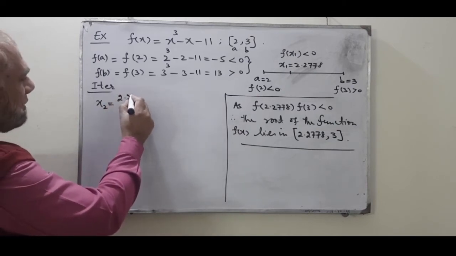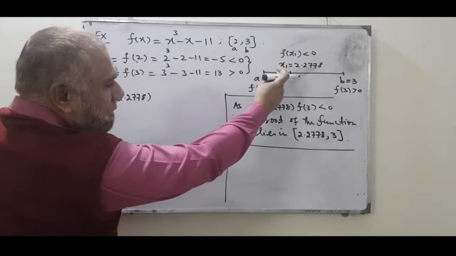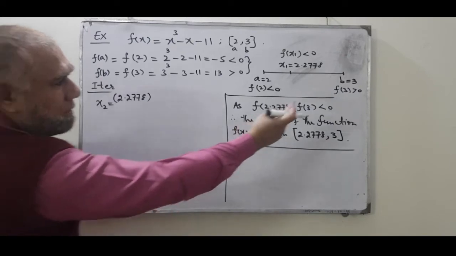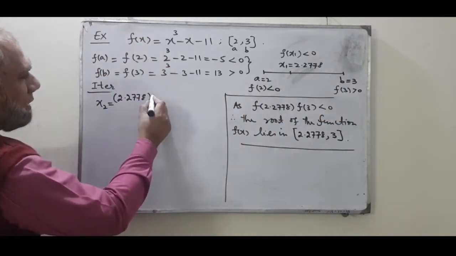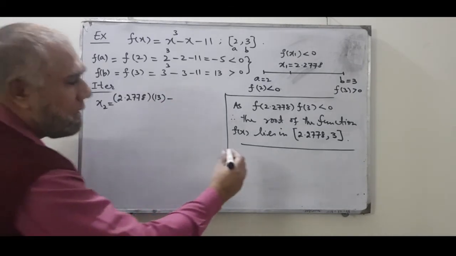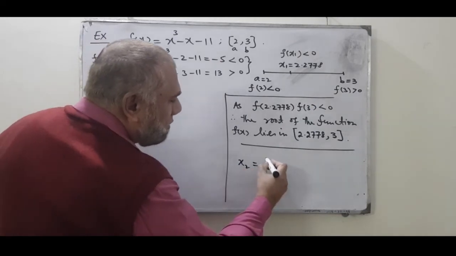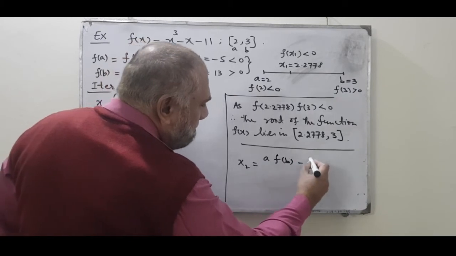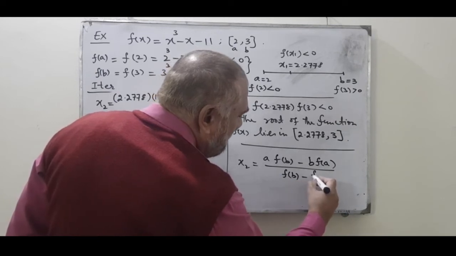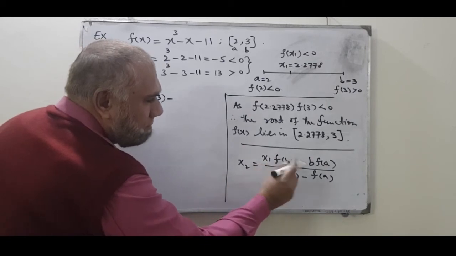So 2.2778, this is actually the left hand point of the domain, into the function's value at the right hand point, and the function value at the right hand point is 13. So I put it here 13. Then there is a minus sign. If you have the formula in your mind, I write the formula here, x1 or x2, whatever it is: a times f of b minus b times f of a over f of b minus f of a. The formula is the same. Here we are making the change. This a is being replaced by x1 everywhere.